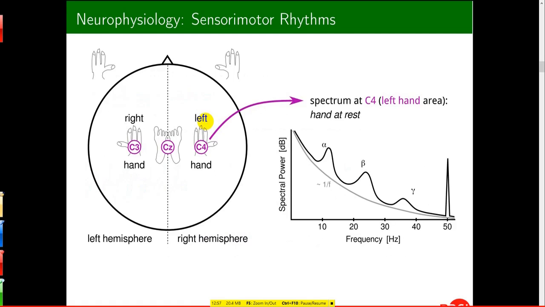What's shown here is just a topographic view of the scalp. For example, right hand movement modulates the left side, or left hemisphere. And left hand movement or imagination modulates the right hemisphere. Okay, so this is your left hand. If you imagine moving your left hand, we are looking for the modulations on the contralateral side.